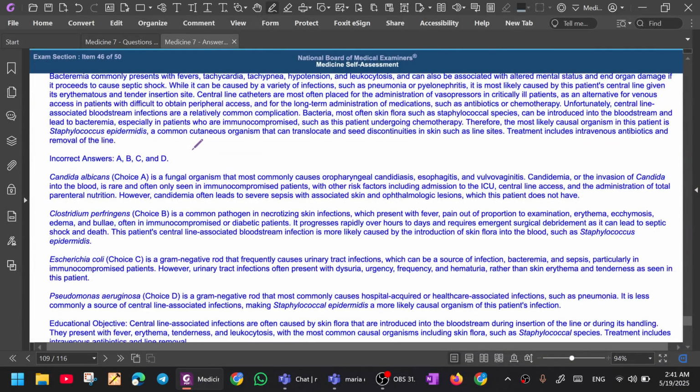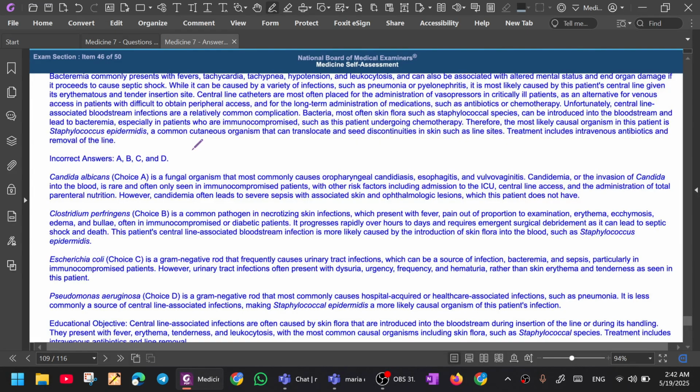Candida albicans is a fungal organism. It most commonly causes oropharyngeal candidiasis, esophagitis, and vulvovaginitis. Candidemia, or the invasion of Candida into the blood, is rare and often only seen in immunocompromised patients with other risk factors including admission to the ICU, central line access, and the administration of total parenteral nutrition. However, candidemia often leads to severe sepsis with associated skin and ophthalmologic lesions, which this patient does not have.